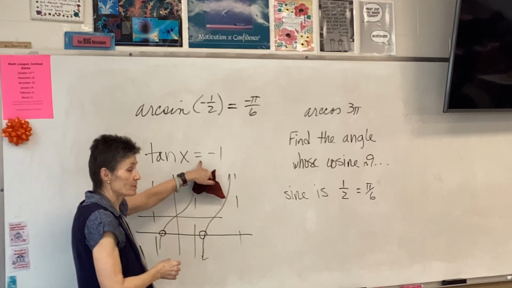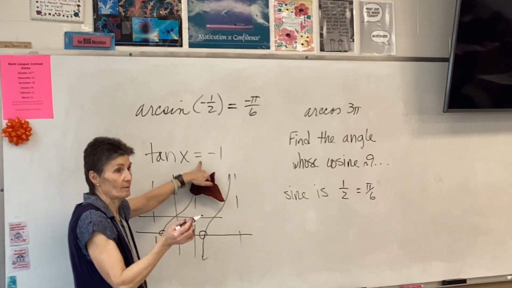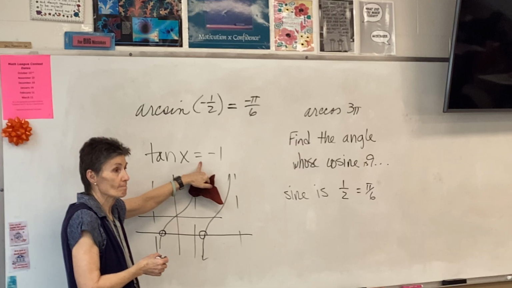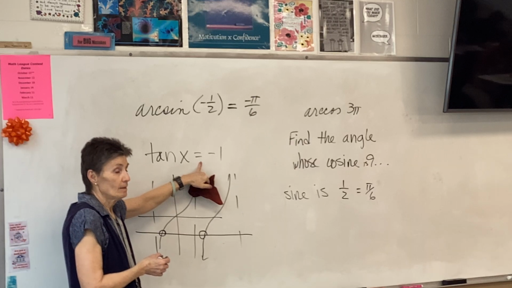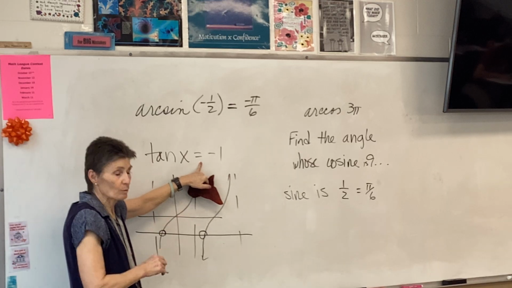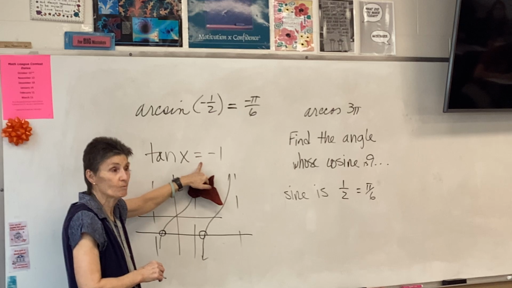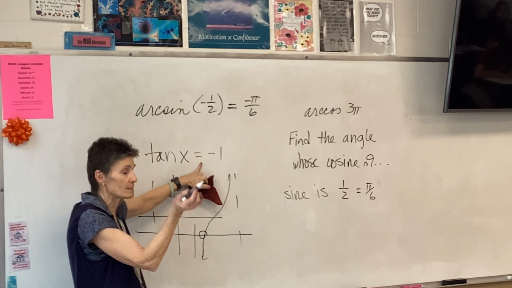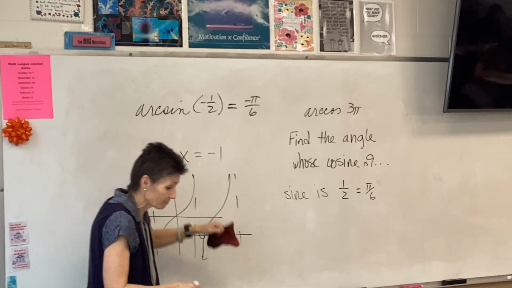Anybody know the angle whose tangent is -1? What would be one of them? There are infinitely many of them. What's one of them? Be careful. 3 pi over 4 and 7 pi over 4, those would be a couple of examples. There are tons more, but that would be a couple.